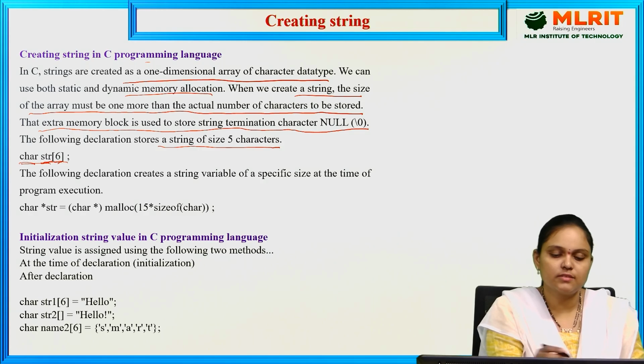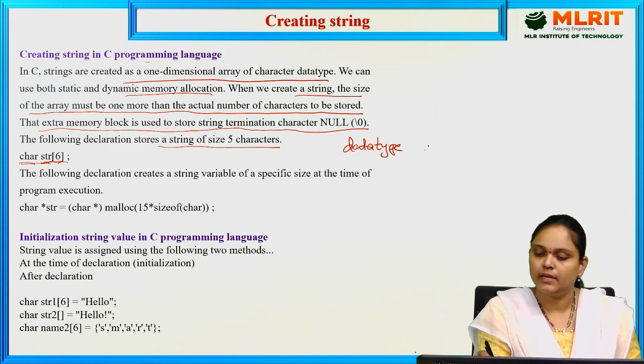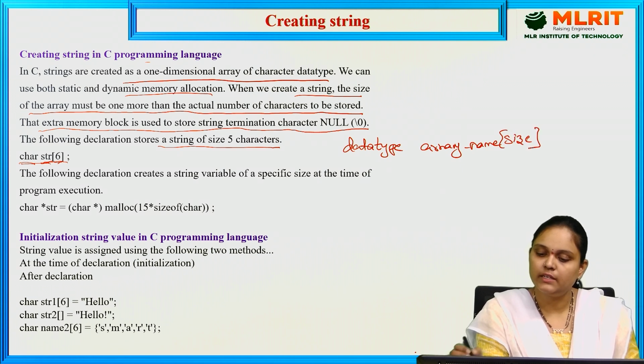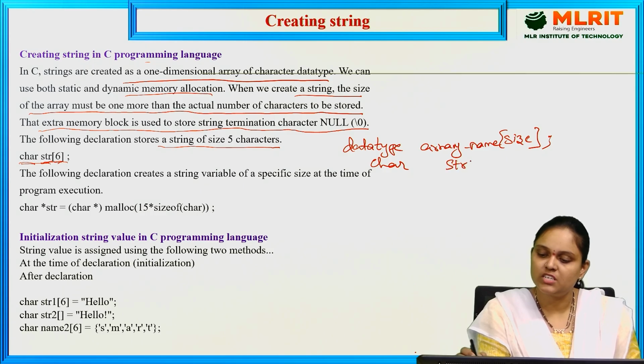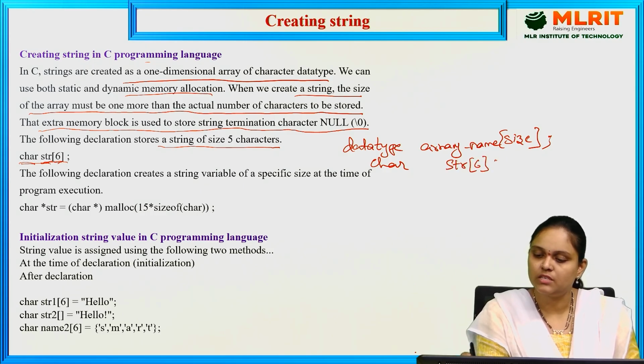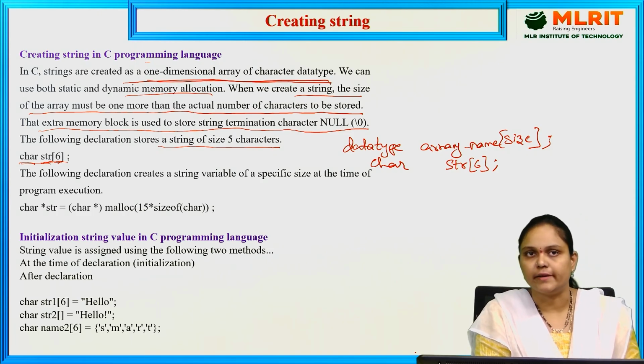The syntax, which we have already seen in the one-dimensional array, is data type, array name, and size. Here the data type we are using is char, the name of the array or string is str, and the size is 6. That is the reason why we call it a one-dimensional array of character data type.